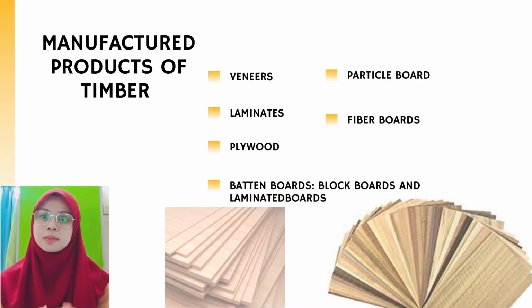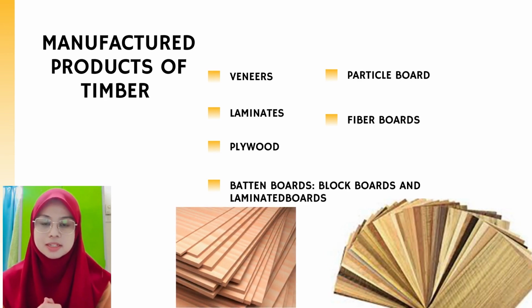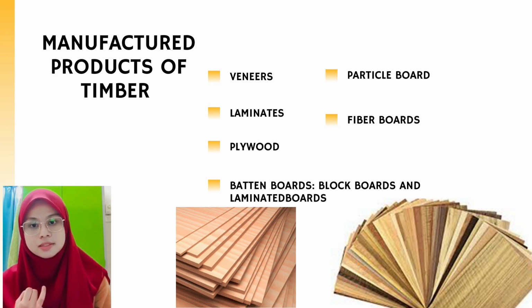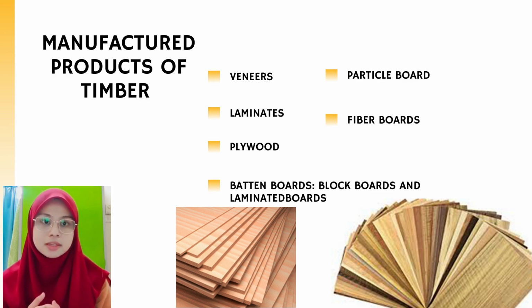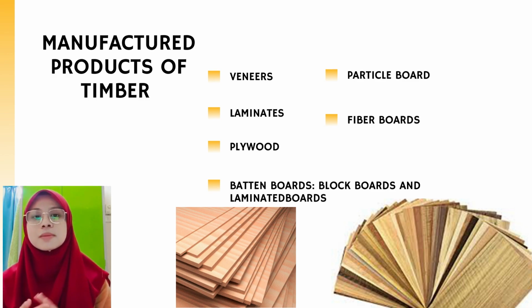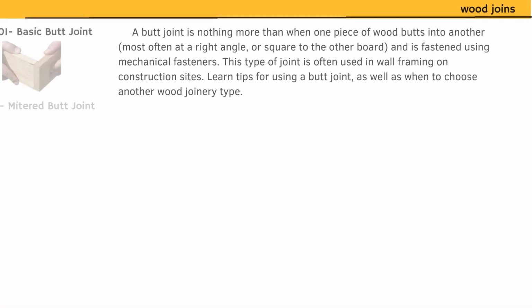There are a few manufactured products for timber. So what are the boards? Number one is veneers, number two laminates, number three plywoods, number four particle board, number five fiberboards, and number six blockboards. What are blockboards? Blockboards are block boards and laminate boards.